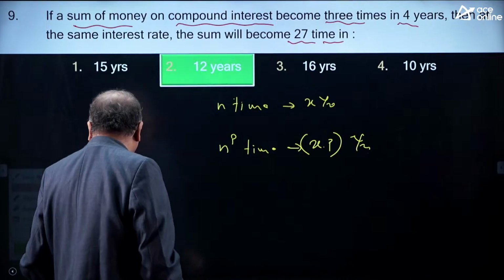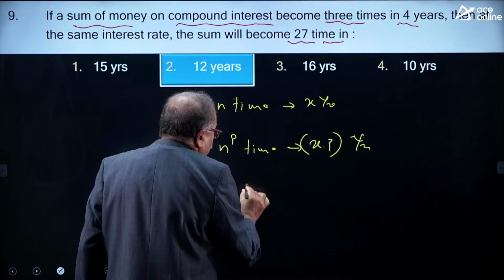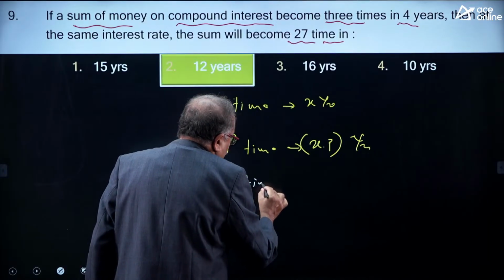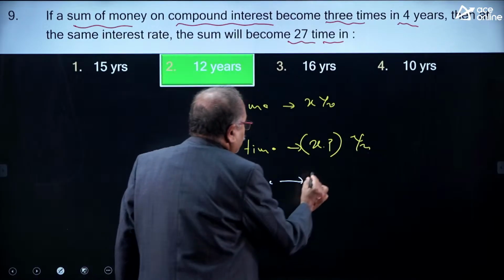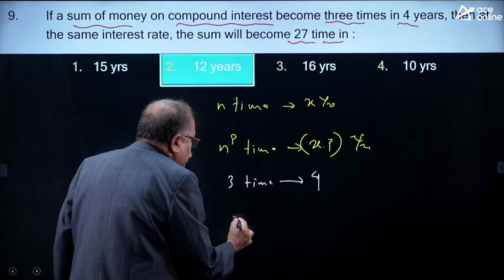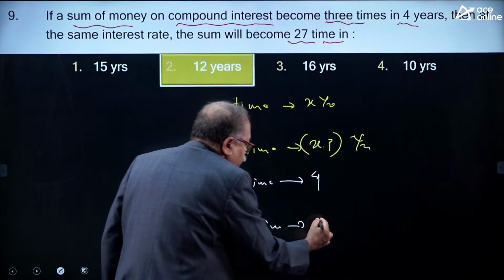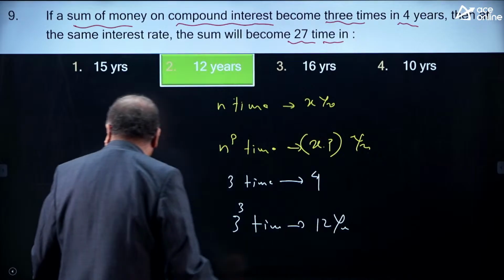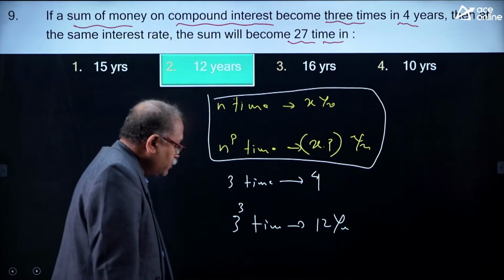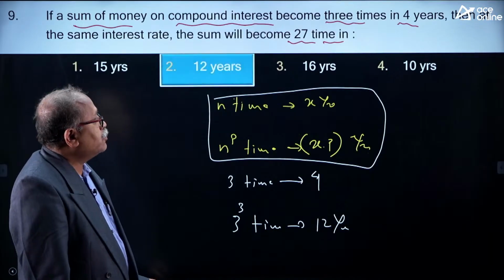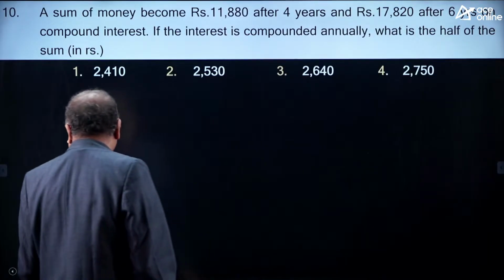So, it is along the same line: here it is 3 times in 4 years, then 27 is nothing but 3 to the power 3 times, which is equal to 4 into 3, which is 12 years. So, do not write this formula, this is only for your information. Well done. Moving on to the next question, question number 9 is here.